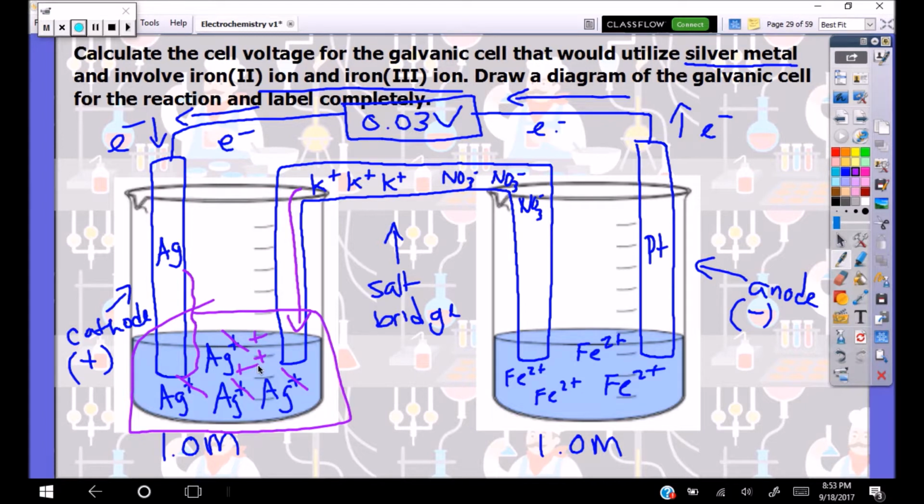Same thing happens on the other end. As electrons are going up this way, these are turning into 3 pluses because they're being oxidized. We're losing electrons, right? So now we're building up charge on the other side, and we need to balance that charge out with our nitrate ions. So in effect, these two systems together create this loop. This is completing our circuit. And electrons can continue to flow in this manner and provide a voltage of 0.03 volts. It's really cool.